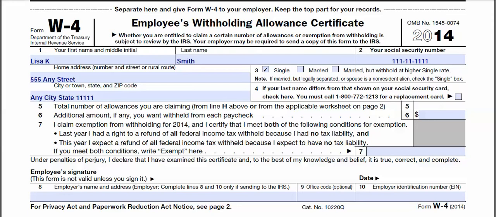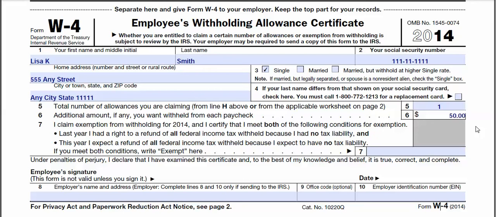So let's say you were claiming 1 allowance, and then you wanted payroll to go ahead and take an extra $50 a month from your check. You could do that very easily by just putting the $50 in here. So that would be very easy to do. And then you would be able to pay the extra tax that you felt you owe.